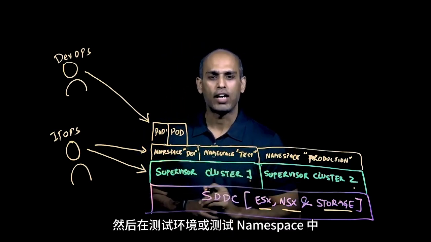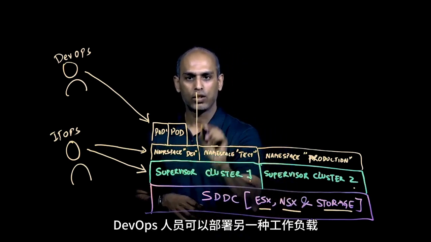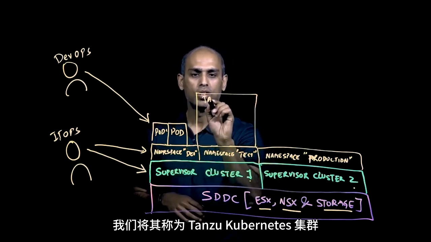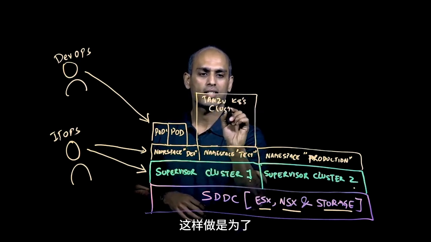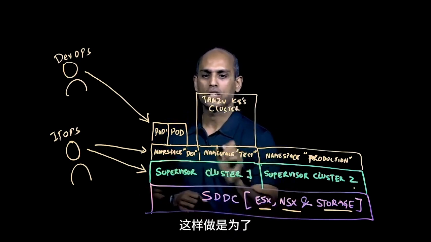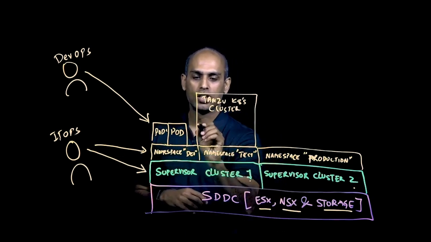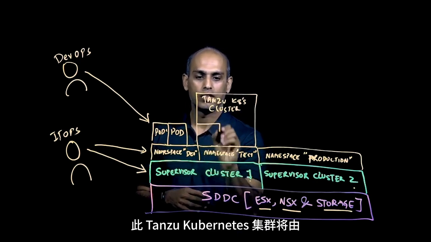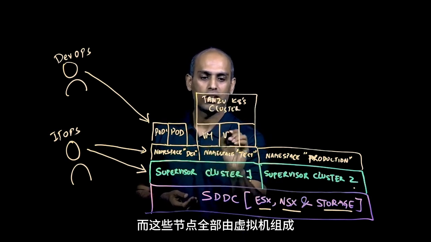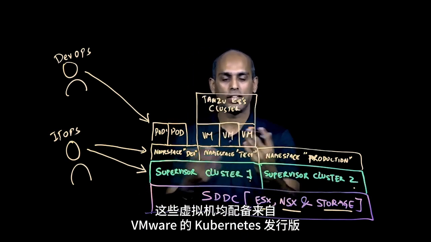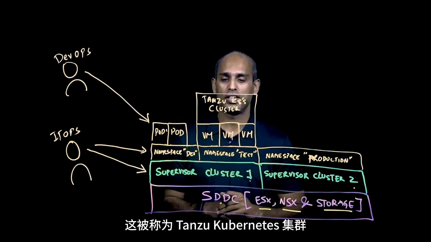And then in the test environment or test namespace, the DevOps individual can deploy another kind of workload, what we call a Tanzu Kubernetes cluster. What this does is enable the DevOps individual to deploy a Kubernetes cluster on top of the supervisor clusters. So this Tanzu Kubernetes cluster will be made up of multiple master nodes and worker nodes, which are all made up of VMs with their own distribution of Kubernetes. And from VMware, it's referred to as Tanzu Kubernetes cluster.